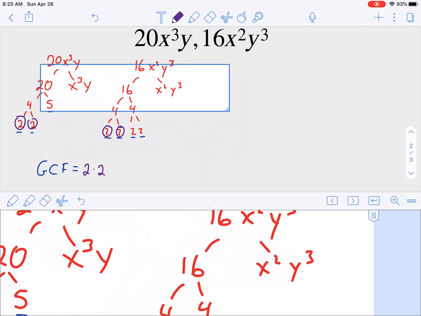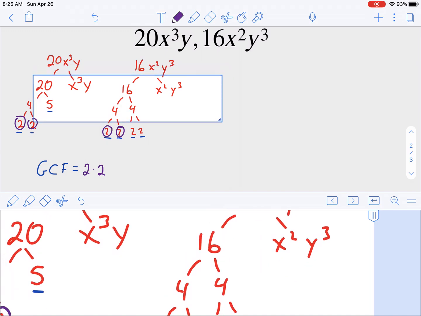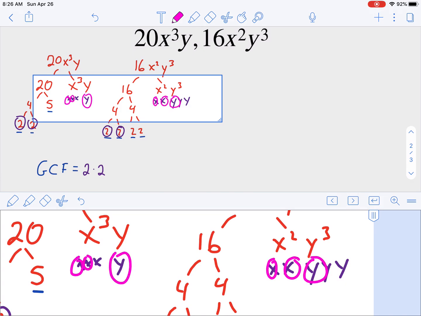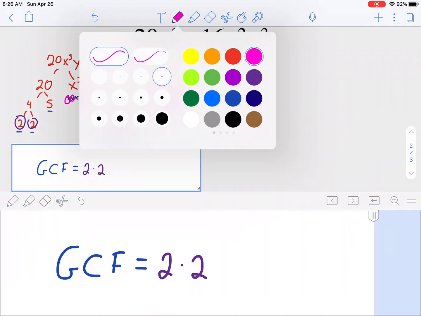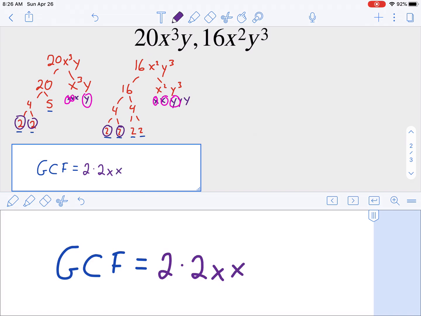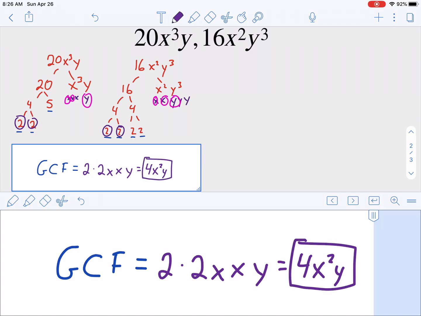And then look at the variables. x to the third y is 3 x's and a y, and x squared y to the third is 2 x's and 3 y's. I circle what they have in common. They have 2 x's in common and 1 y in common. So my greatest common factor is going to have 2 x's and a y. Then simplify that: 2 times 2 is 4, x times x is x squared, and y. So the greatest common factor between those two terms is 4x squared y.